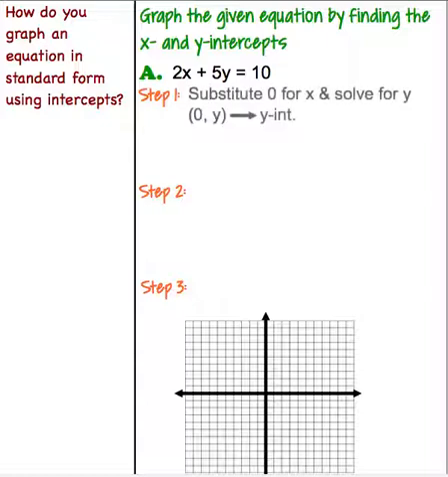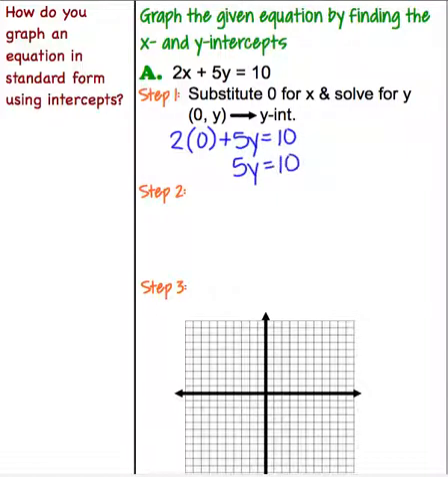So our first step is going to be, let's substitute in 0 for x and solve for y to get that y-intercept. So if I put in 0 for x, I get 2 times 0 plus 5y equal to 10. So 2 times 0 is 0, which is nice because then I get 5y equal to 10. I divide both sides by 5, which gives me y equal to 2. So my y-intercept is 0, 2.